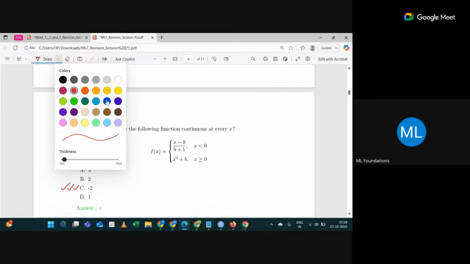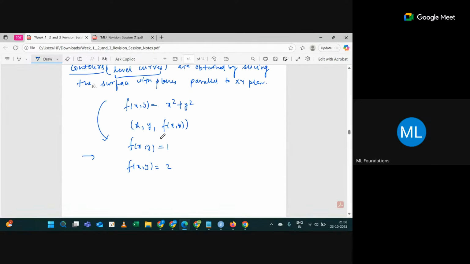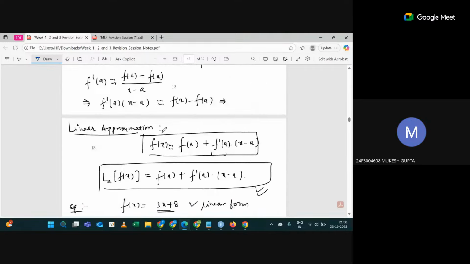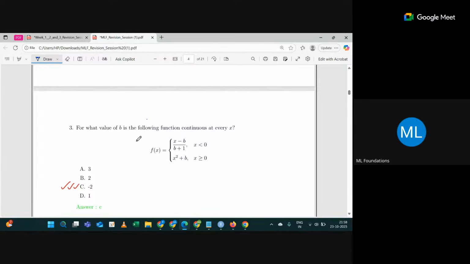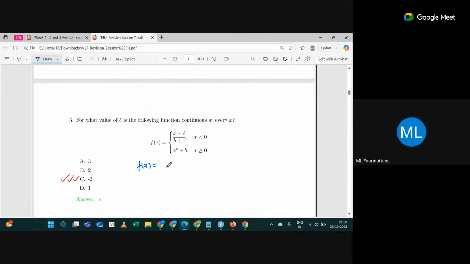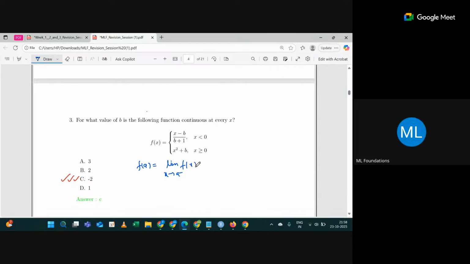Let's see how to solve this. Okay, so what is the formula to check continuity? As we discussed, the left and right limits should be equal to f of a. So to check continuity, f of a should equal the limit as x tends to a minus, the left hand limit of f of x, which should equal the limit as x tends to a plus, the right hand limit.